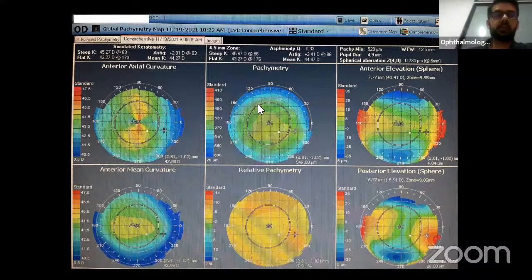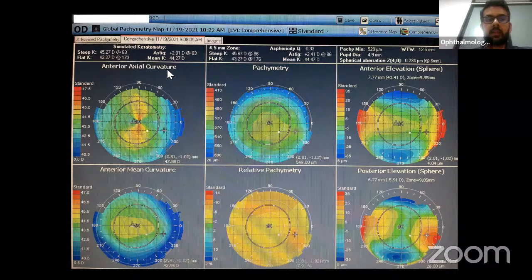Okay, if we talk about the steep axis, the steep axis is 45.27 diopter at 83 degrees, with a flat axis of 43.27 diopter at 173 degrees, with an astigmatism of +2 diopter at 83 degrees, and a mean keratometry value of 44.27 diopter.